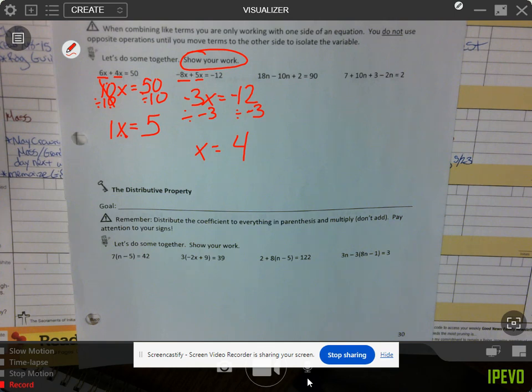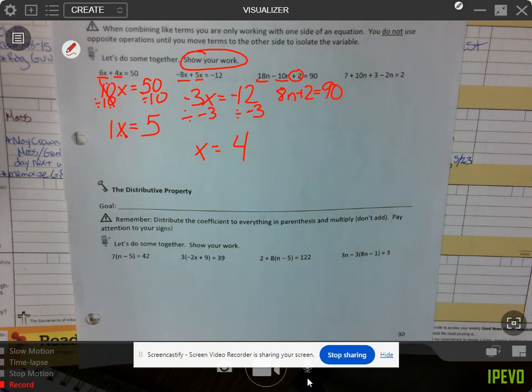Let's look at 18n minus 10n plus 2. If I combine like terms, what is my equation going to be, Grace? Keep going. Yes. So I combined my n's. 18n minus 10n gave me 8n plus 2 equals 90. Notice how I rewrote my equation, keeping in that plus 2. I have my plus 2.